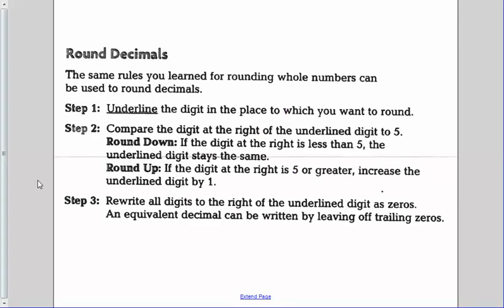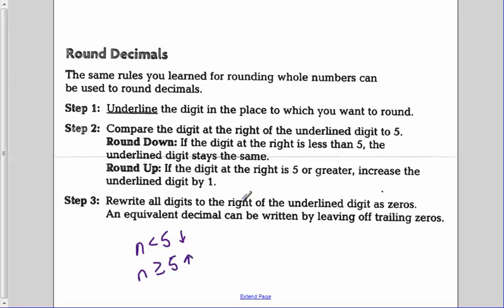Alright, now we're going to look at rounding decimals, and again the same rule applies. We are going to underline the digit that we're supposed to round to. We compare the digit to the right. If that digit to the right is less than 5, then we round down. And if it is greater than or equal to 5, because it could be 5, and if it's 5, then that means we have to round up.